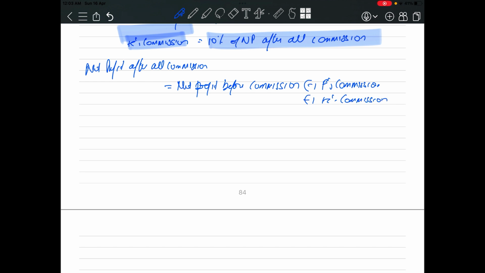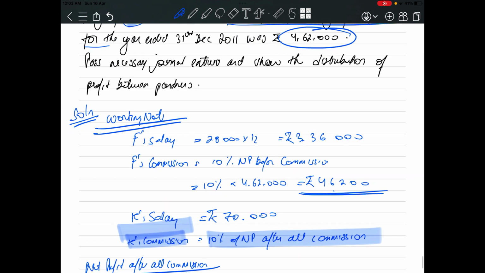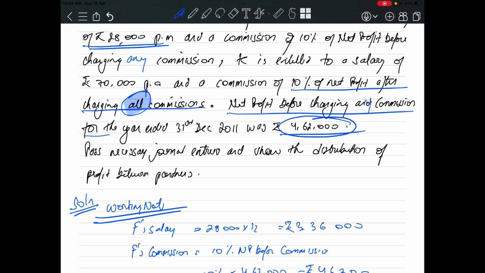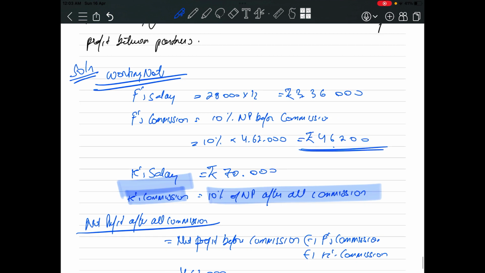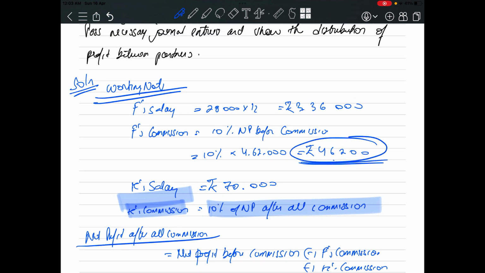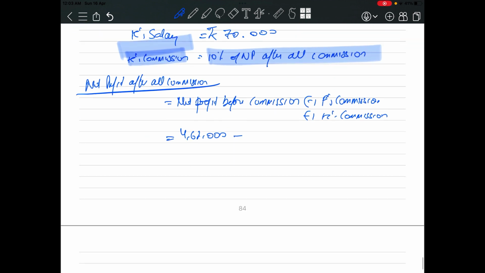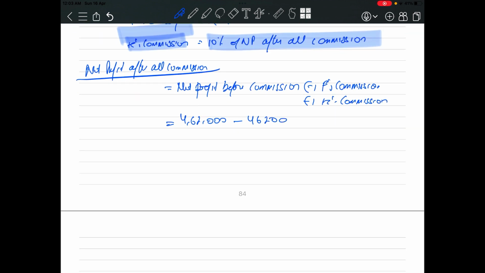If I reduce F's and K's commission from the net profit before commission, I will get the net profit after all commissions. So what is the amount? The net profit before commission is 4,62,000. F is getting a commission of 46,200, which we have calculated. But do we know the amount of K's commission? No, because this is what we have to calculate. So we have a problem here.